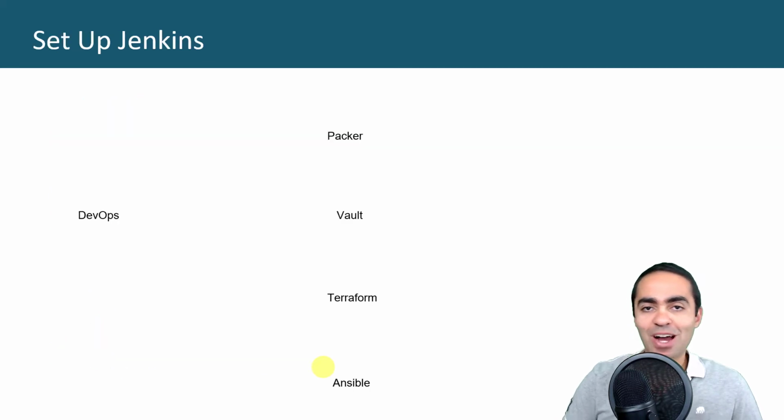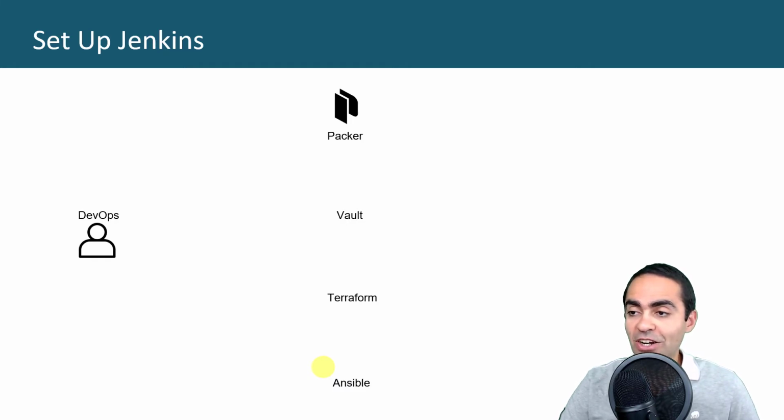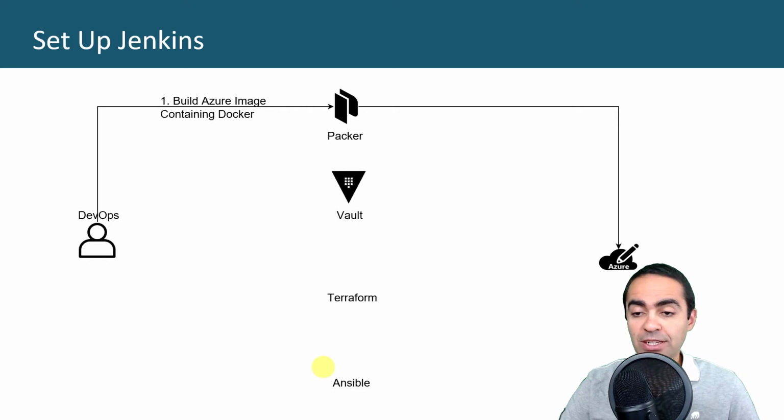Okay, so the topic of today's video is setting up Jenkins. As you can see here, we have a DevOps person and a number of tools that he or she would use. All right, so we start off with Packer, building an Azure image containing Docker using Packer. And that will get deployed in Azure inside of that same resource group that we saw in a previous video.